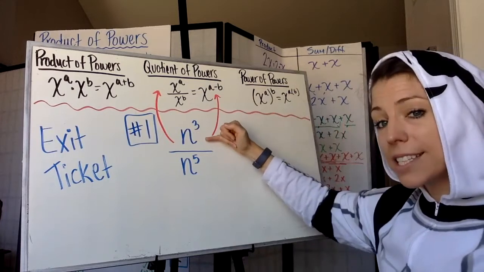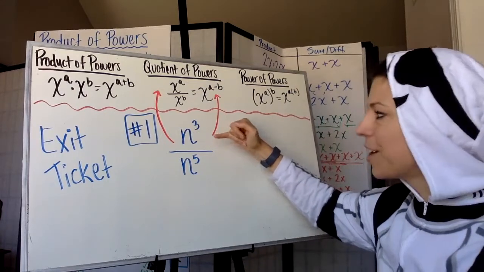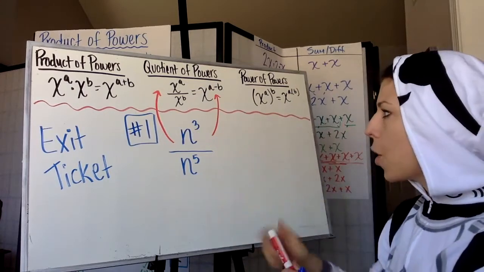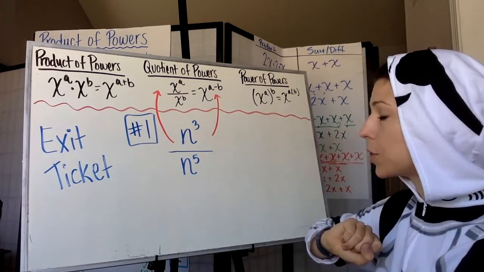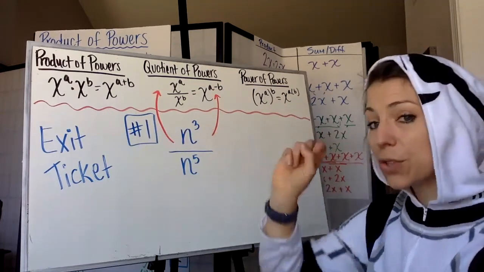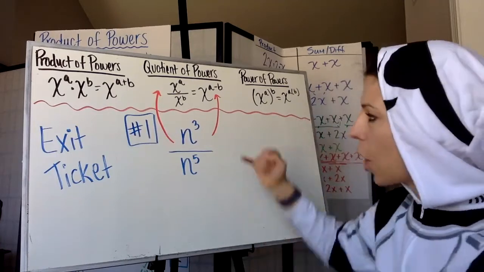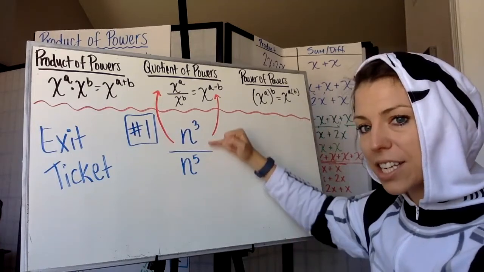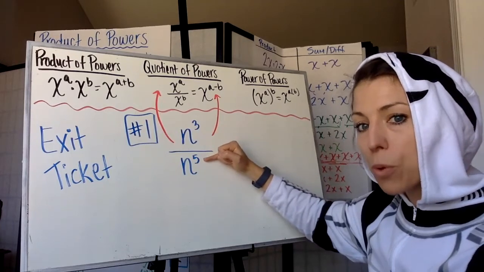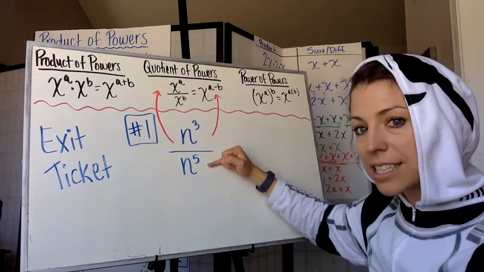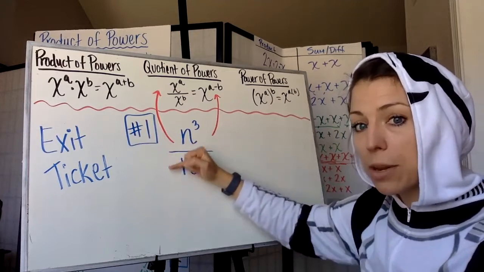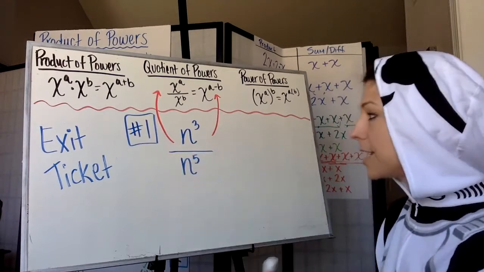We've got 3 n's in the numerator, 5 n's in the denominator. What is 5 minus 3? 5 minus 3 is 2. But where are those n's? Are those 2 remaining n's in the denominator or the numerator? There's more down here, which means that my final answer is going to be 2 n's in the denominator.